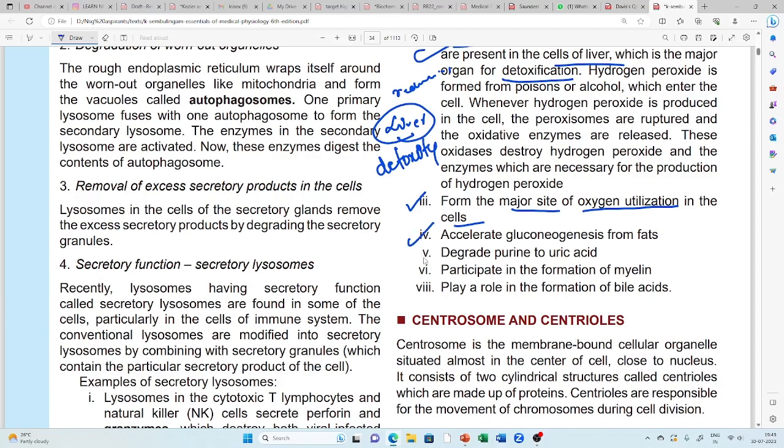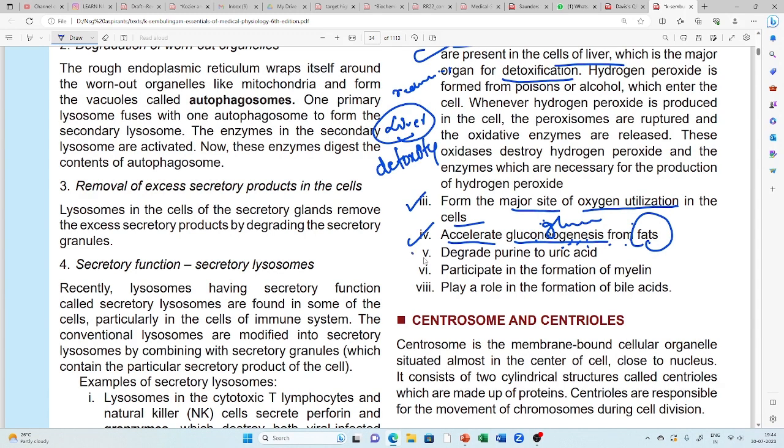Another function: peroxisome helps in gluconeogenesis. What is meant by gluconeogenesis? It is the formation of glucose from products other than carbohydrate, that means fat and some other compounds. Glucose is formed from fats. This conversion or formation of glucose from fat is called gluconeogenesis. This process is accelerated because of the involvement of peroxisome.